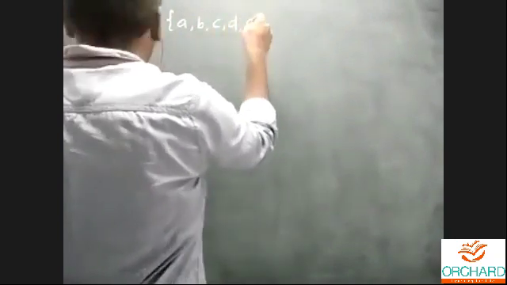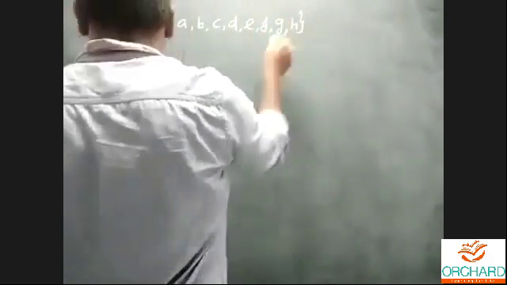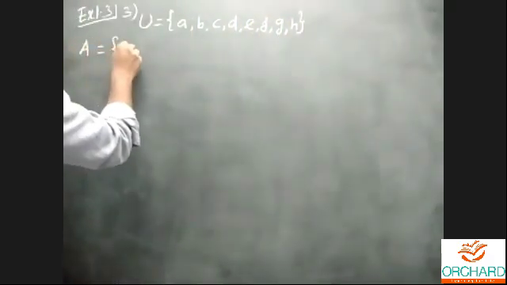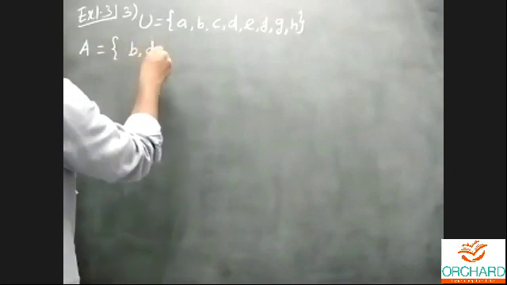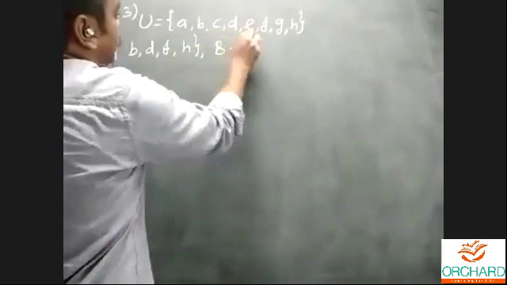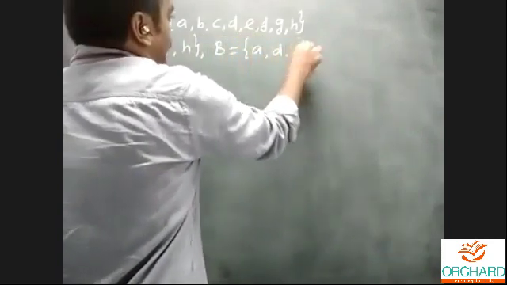Write down the elements of the universal set U. What are the elements in the universal set? A, B, C, D, E, F, G, H. Next, set A. The elements of set A: B, D, F, H. And the elements of set B: A, D, E, H.